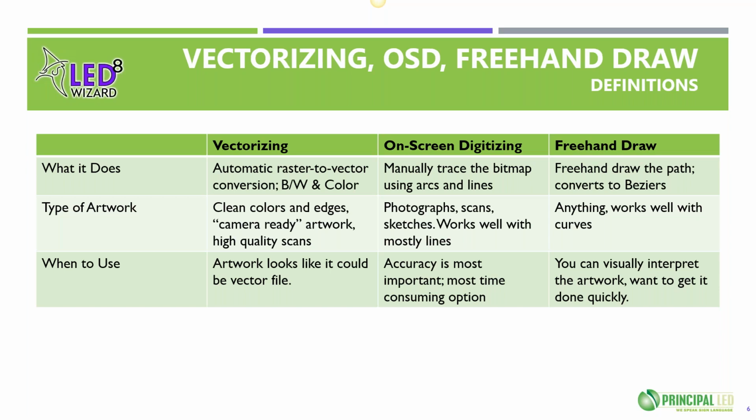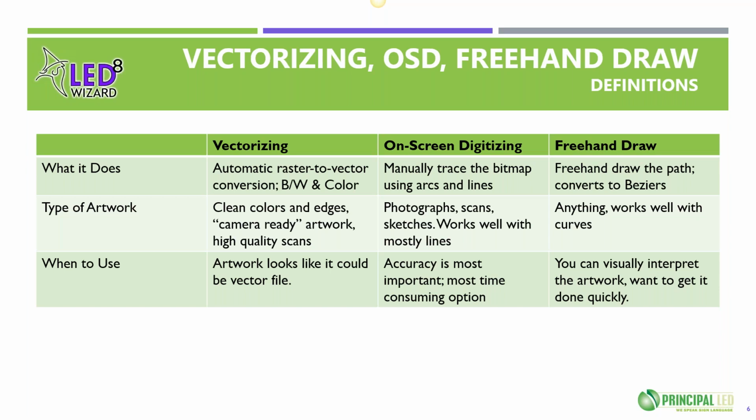On-screen digitizing really can be anything else. It could be a photograph, a scan, or a sketch, but I tend to like it for lines, because we can cleanly draw lines, make sharp corners, and use guidelines to make sure everything's straight and square. It is more time consuming than either of the other options, but it's accurate in the sense that you get it right the first time. You draw it in there, and if you do a good job, it's a one-shot deal, and you have clean artwork.